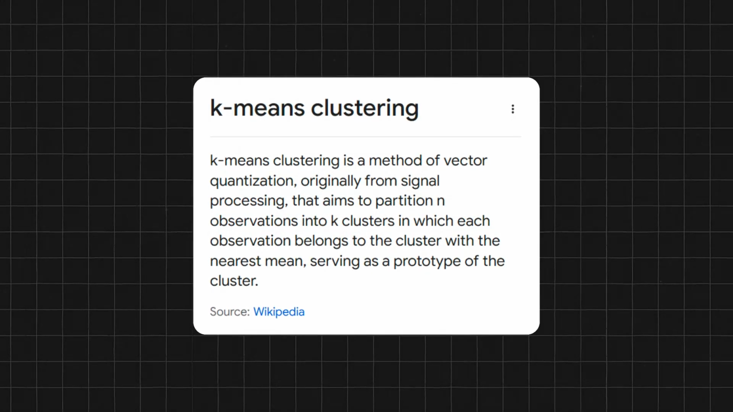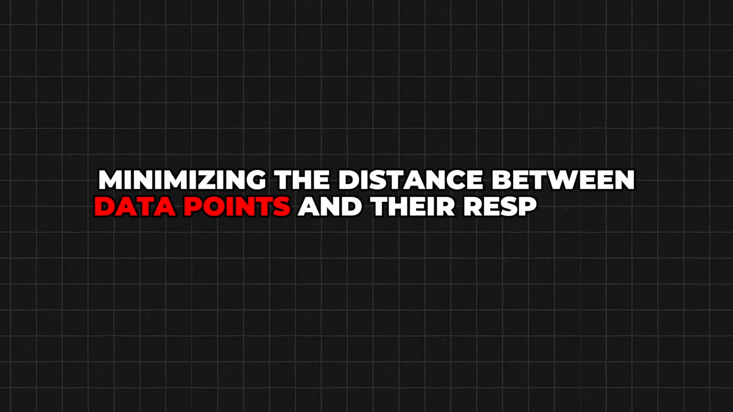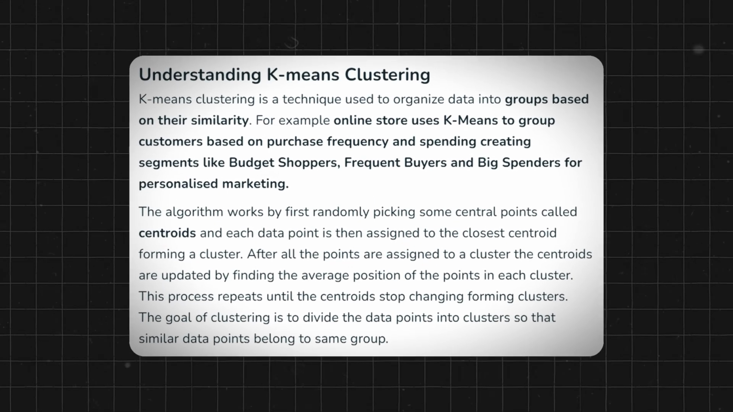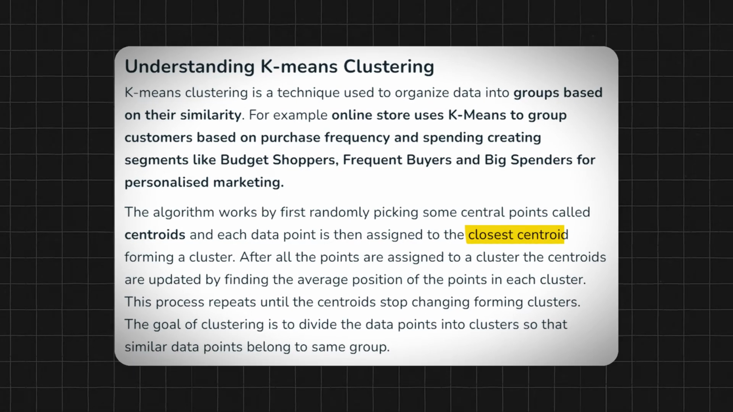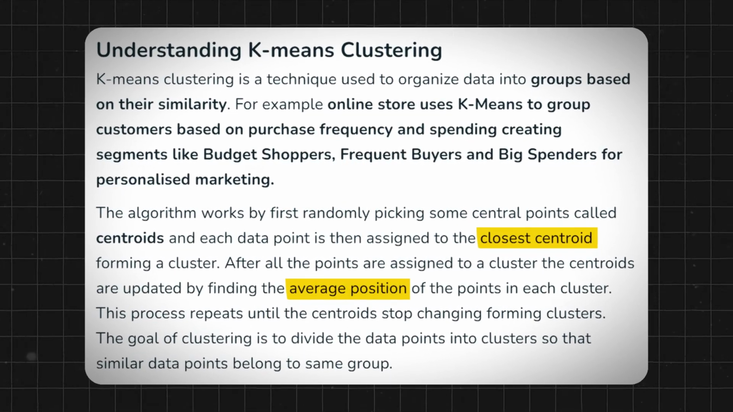K-means is a widely used clustering algorithm that partitions data into groups by minimizing the distance between data points and their respective group centers, or centroids. The method iterates by assigning each data point to the nearest centroid and then recalculating the centroids as the average of all points in that group.